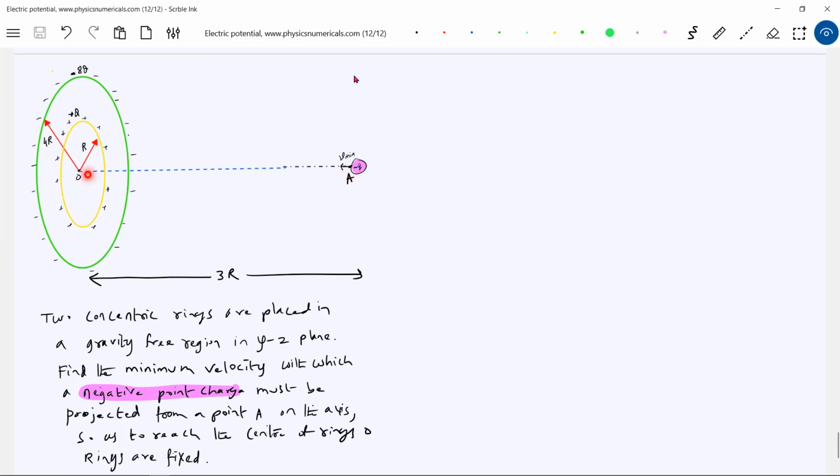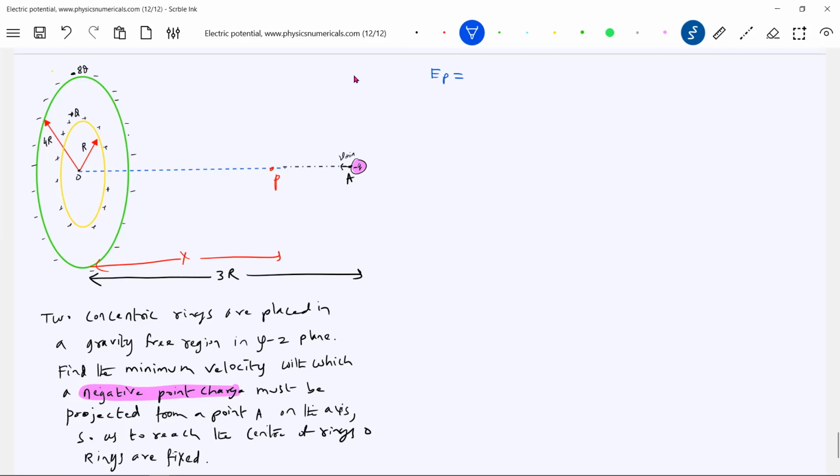Now, before that, check the field. What about the field in this region? How will it vary here? So let's pick some point, and let this be at a distance x. Let's calculate the electric field strength at point P. Then we'll come to the discussion.